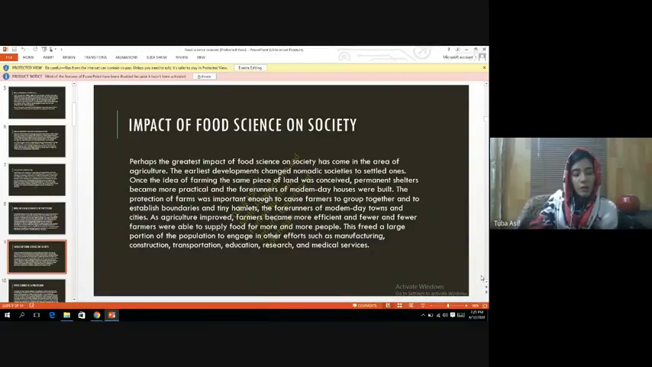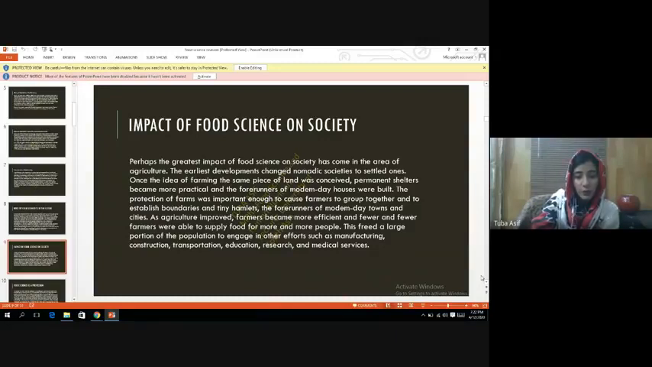Once the idea of farming the same piece of land was conceived, permanent shelters became more practical ones, and the forerunners of the modern day houses were built. The protection of farms was important enough to cause farmers to group together and to establish boundaries in tiny hamlets, the forerunners of the modern day towns and cities.